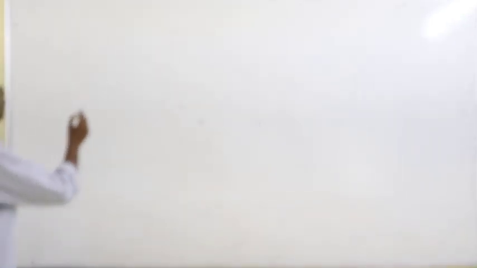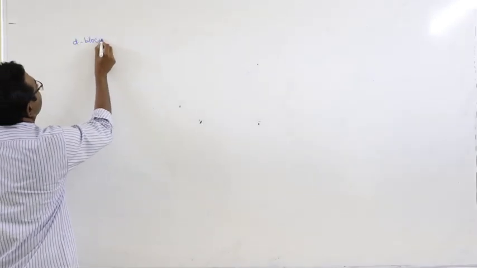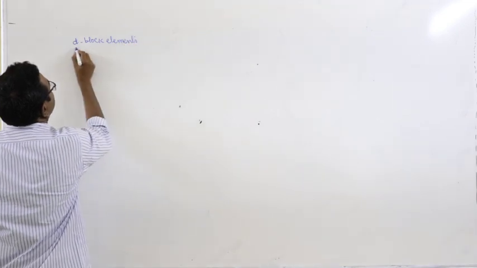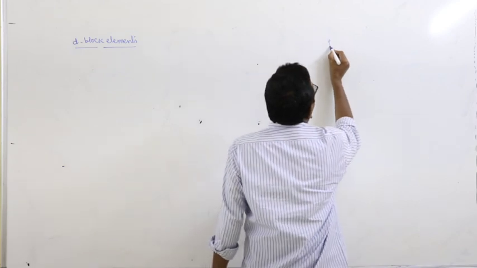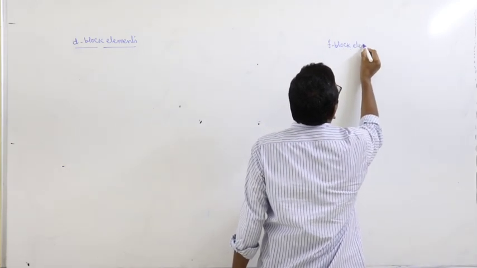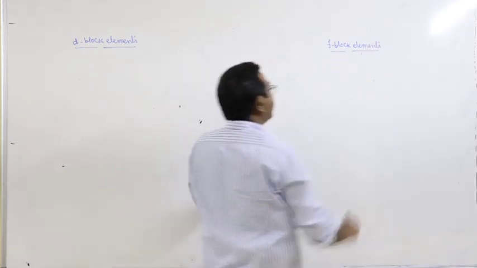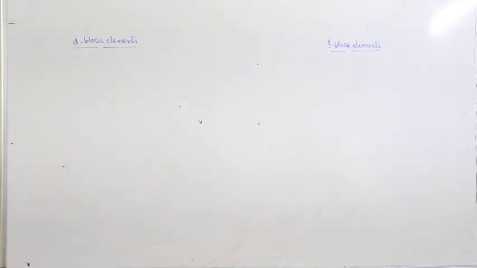After this, d block elements and f block elements. Because they have closer similarities in properties, we can compare them side by side.